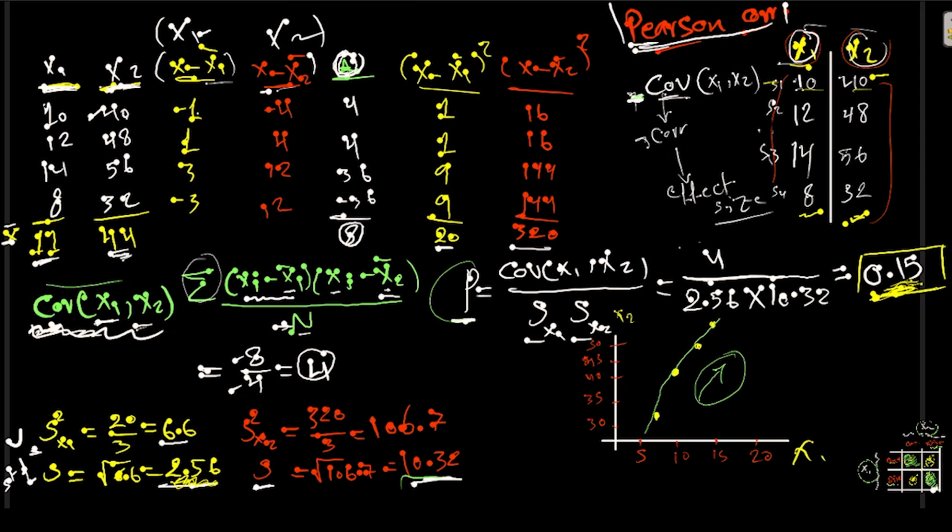And finally, I got 8 divided by 4, I got 4. This is my covariance. Now, to capture the correlation, the equation is as simple as this. Take the covariance values, which we captured already here, and divide it by the standard deviation of the first variable multiplied by the standard deviation of the second variable, the product between them.